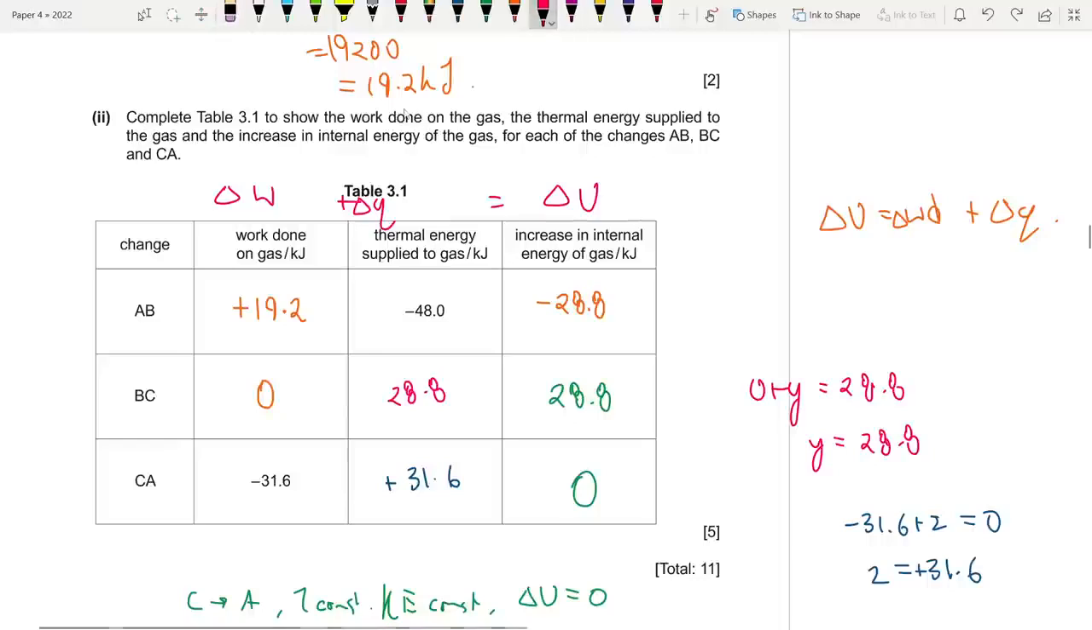Next, what did we do? We knew that the summation of these three had to be 0. That's how I got this one. Then we knew that this plus this had to be equal to this. We got this one. And this plus this had to be equal to this. So we got the other one.